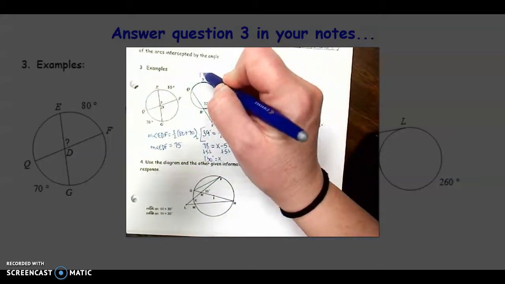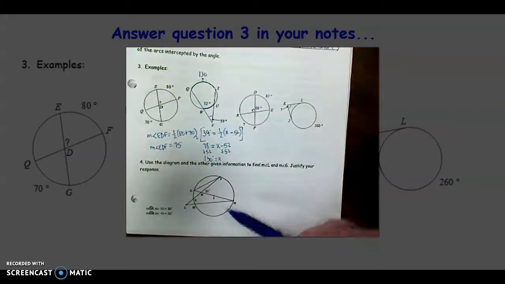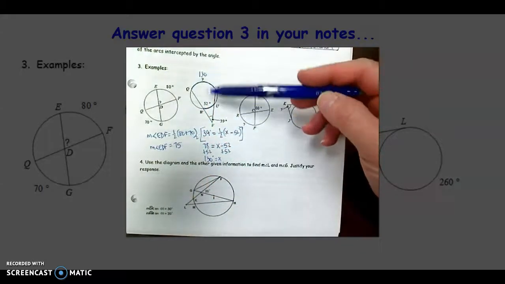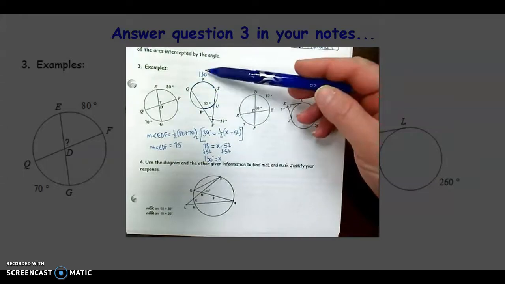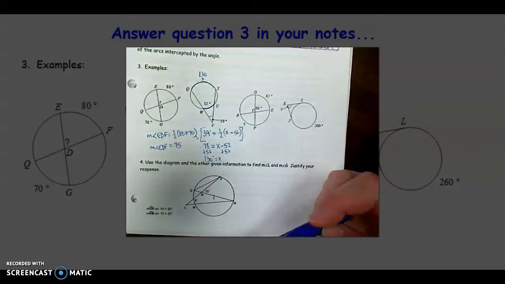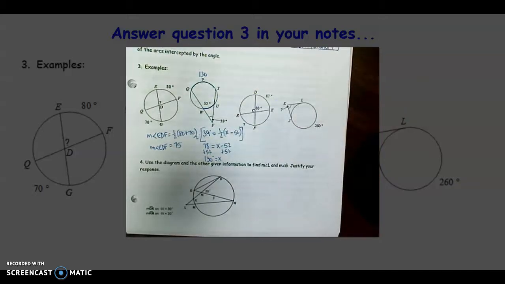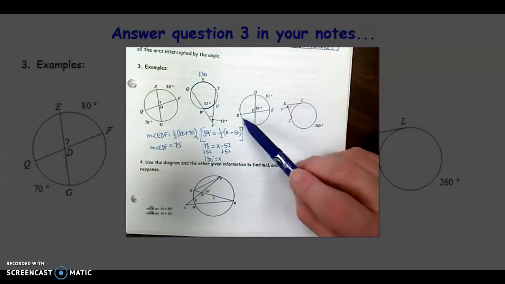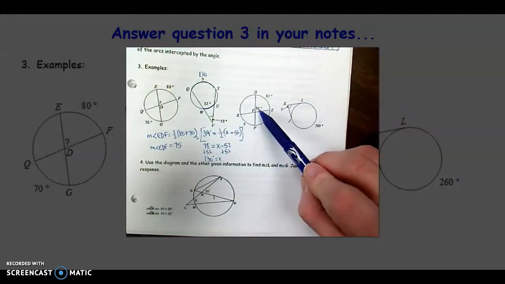I would always check it when you're solving for an arc. Is 39 half of the difference between these two arcs? Well, 130 minus 52 is 78, and half of 78 is 39. So it does work. I would always check that. Let's look at the third one here. This is another one we're asked to find the arc, and we're given the angle.